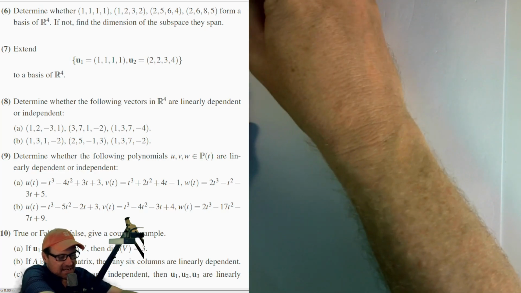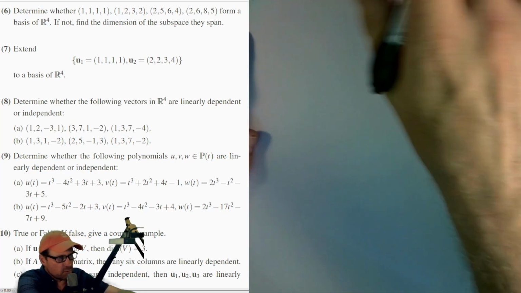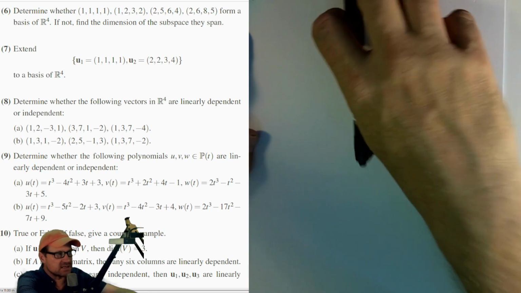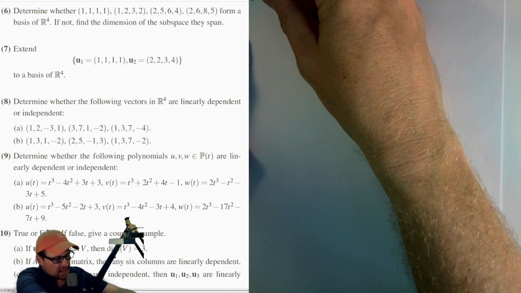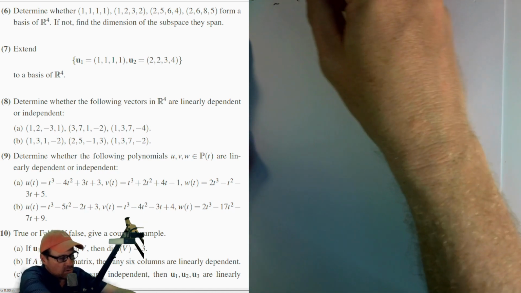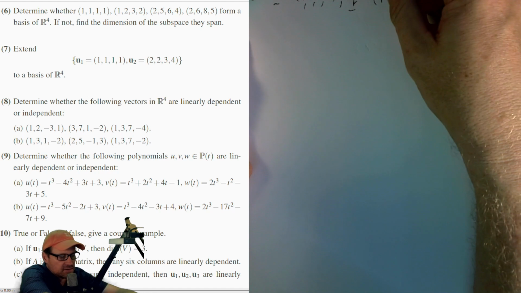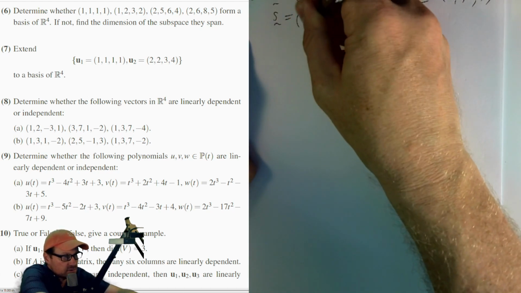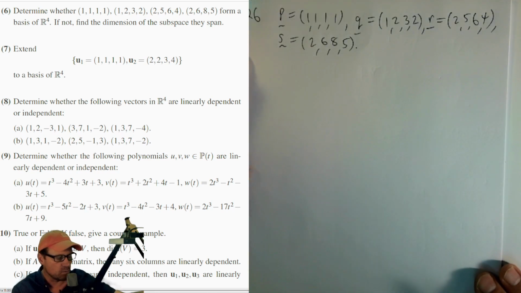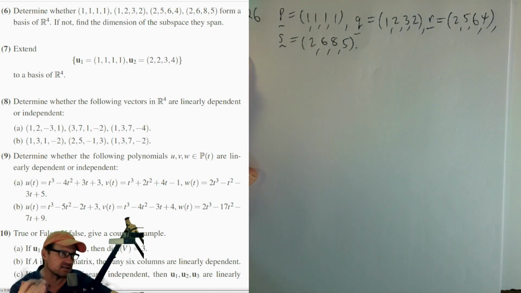Okay, question 6. Determine whether the vectors, there are 4 vectors there, form a basis for 4 space. If not, find the dimension of the subspace that they span. Okay, so I'm going to label these. Let's let P equal the first vector, Q be the second vector, R be the third one, and let's let S be the fourth vector, 2, 6, 8, 5. So here we want to seek a simpler spanning set of this because the last sentence says, if not, find the dimension of the subspace that they span, so we can just count the non-zero rows of the row reduced echelon form of P, Q, R, S put into rows.